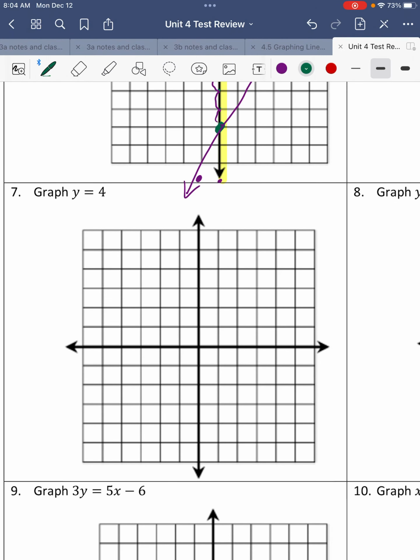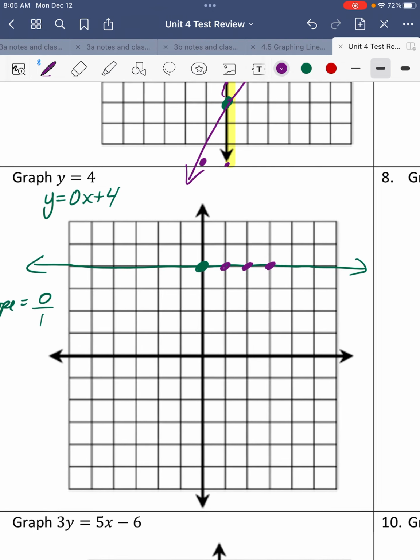All right, number 7, y equals 4. So you could write it into the y equals mx plus b, which means that your y-intercept is at 4. And then our slope is 0. Slope of 0 is a horizontal line. Or you can look at it as if your slope is 0, you can put that over 1, which means you're going up and down 0, and you go right 1. Up and down 0, go right 1. So you can use the actual slope for this.